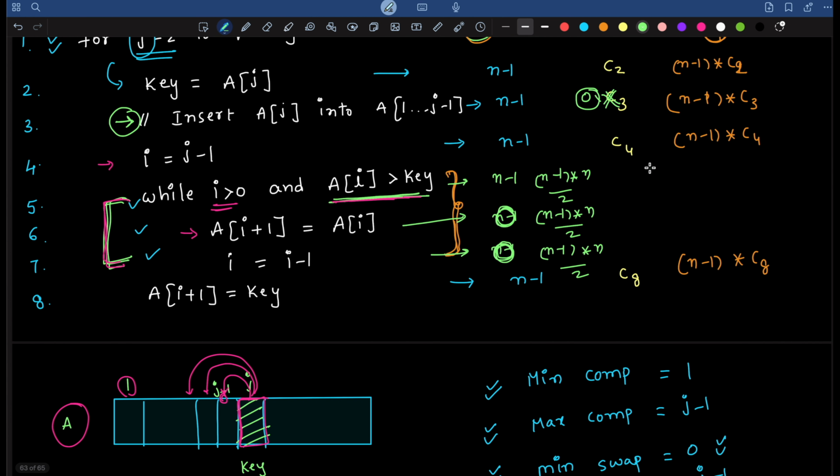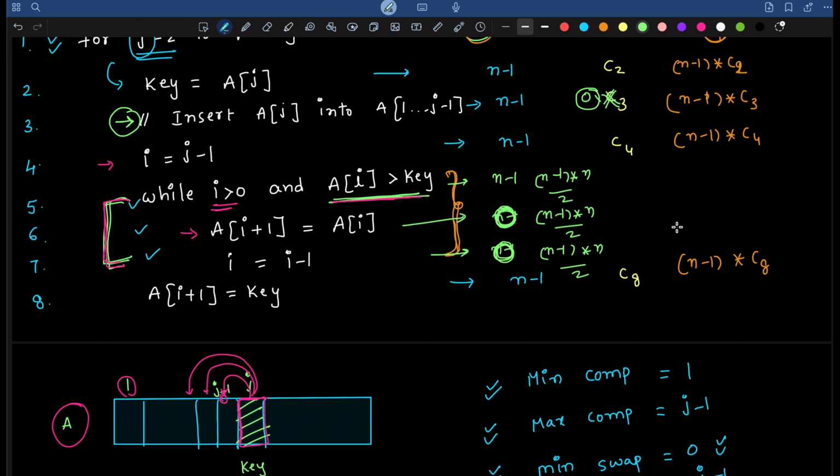Now in total, the minimum number of comparisons would be n minus 1 and the maximum number of comparisons will be n minus 1 into n by 2, right? Similarly, the minimum number of swaps will be 0 and the maximum number of swaps will be n minus 1 into n by 2, and so on, for each of these lines.